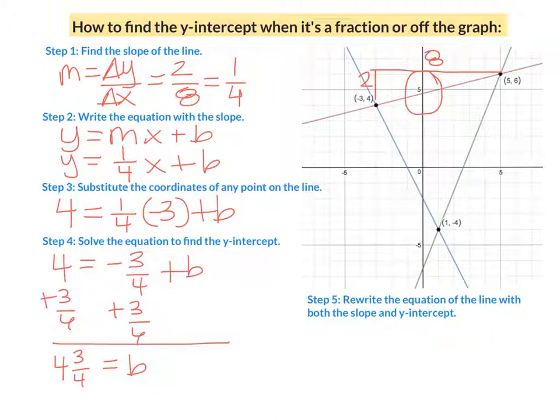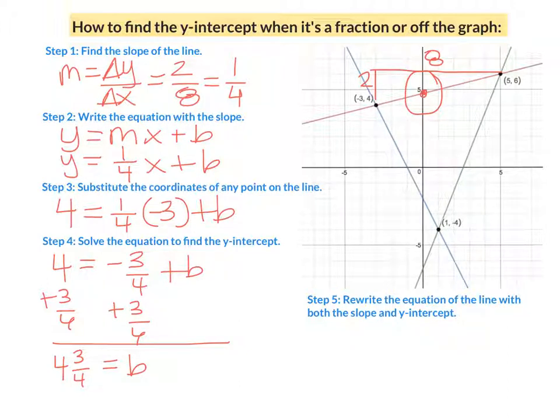Now I want to look at my line and make sure 4 3/4 is a reasonable value for my y-intercept. So here it is, right here, somewhere between 4 and 5, closer to 5. So 4 3/4 seems like a reasonable value.